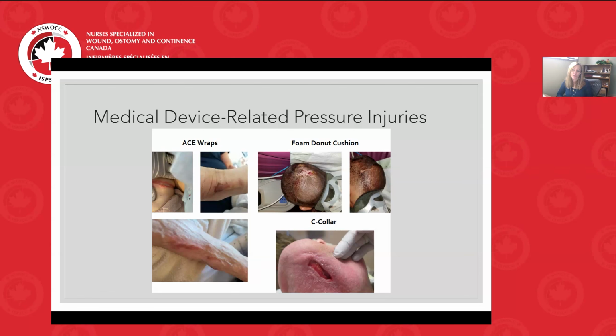The one on the bottom was a pretty significant pressure injury related to a C-collar. This patient was discharged home without clear instructions on how to wash or what he was supposed to do with his C-collar. So he had his C-collar on for over a month and had not done anything with his skin. He had not done anything with the collar, and then he came back.